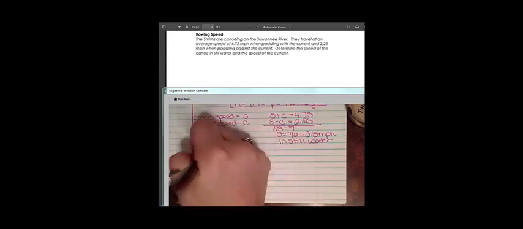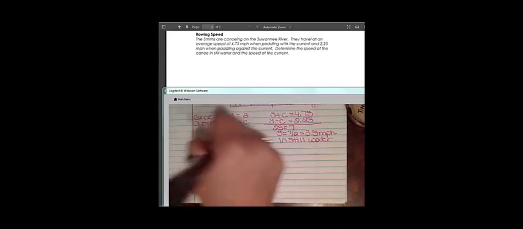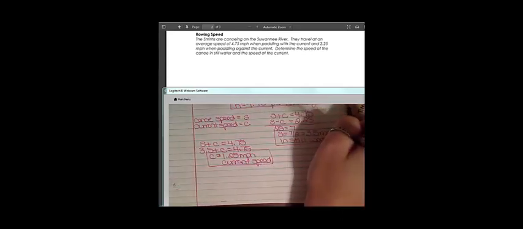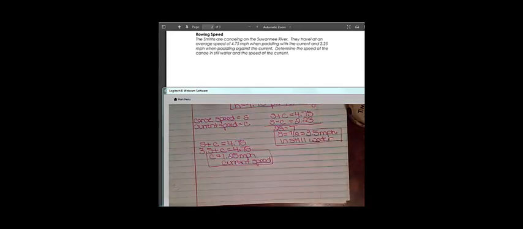I worked out this problem specifically because moving with the current and against the current can be a little bit confusing. But the problem itself wasn't actually bad mathematically.